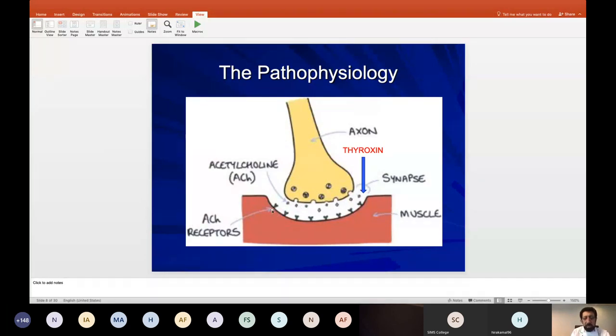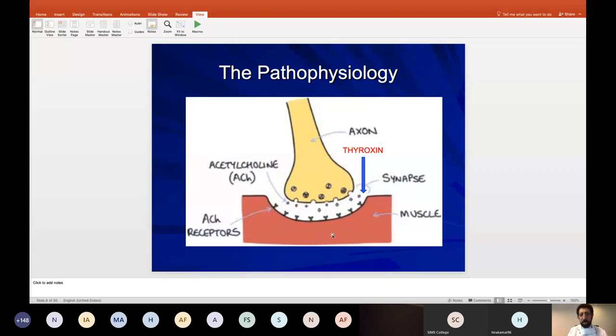And on the muscle, there are acetylcholine receptors. And when this acetylcholine is released, the nerve conduction starts, and the nerve signal is given from the nerve to the muscle, and the muscles start working. This is how normally our body is going to work. It's not only true for a neuromuscular junction; it's true from a nerve to a nerve junction. So neuroneuronal junctions and neuromuscular junctions both. So what thyroxine does is, thyroxine is a catalyst in this neuromuscular junction.